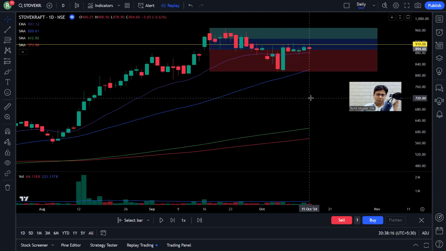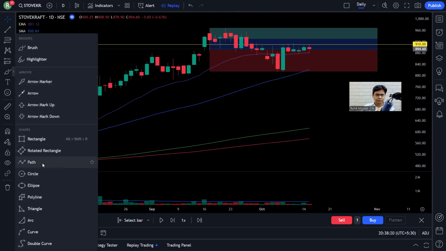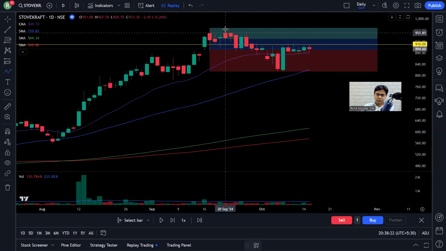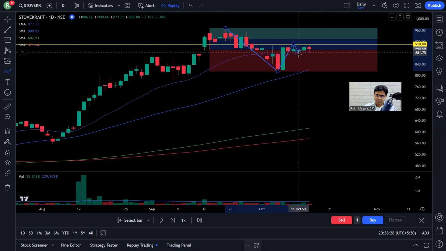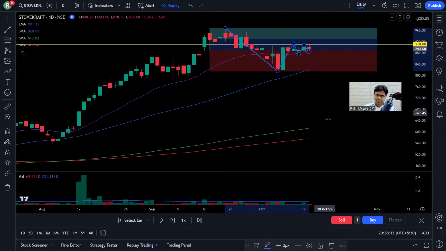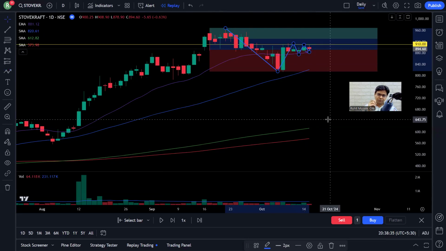Are there minimum 4 points in the base? Yes. So I join the points. So this is point one. That's point two. Somewhere here is point three, point four, point five, point six. Now this got me excited because whenever there are more than 4 points or whenever there are 6 points in the base, and if the buy point is in the blue zone, that is acceptable to me.